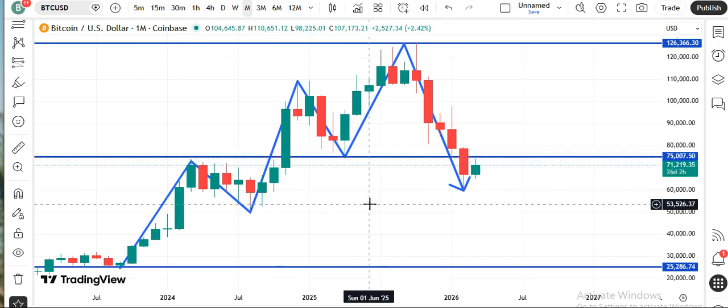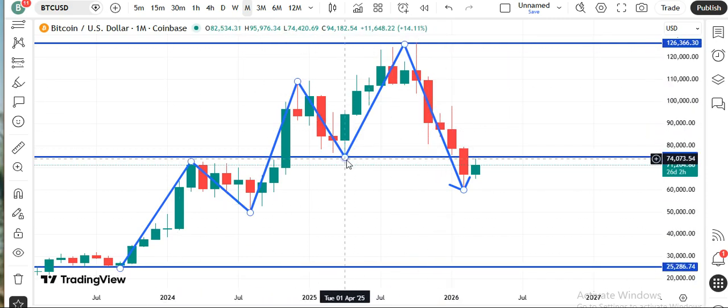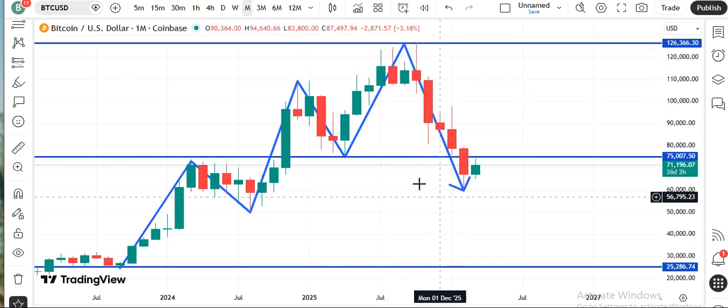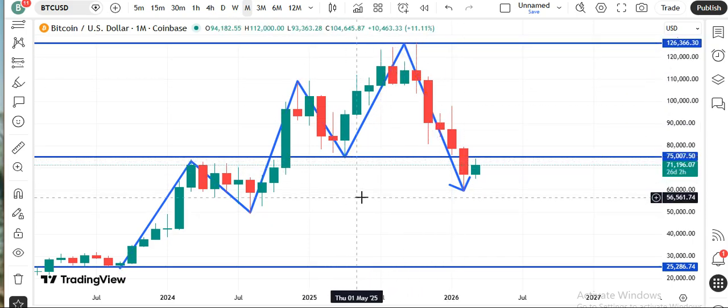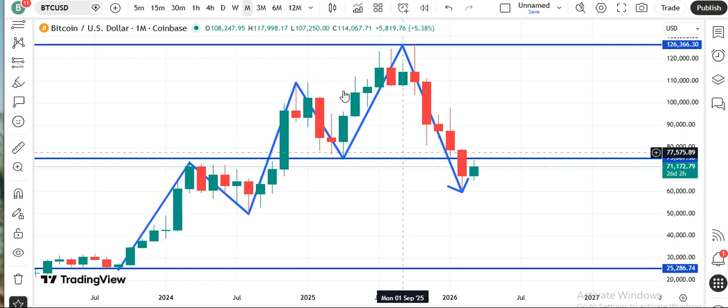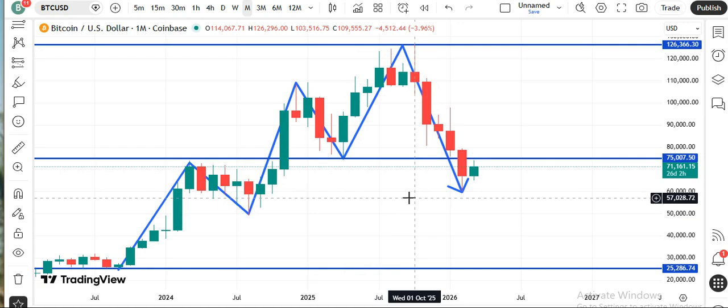We know from the principles of market structure that for a bullish trend to be valid, the previous low is supposed not to break. Always, the previous high is supposed to break. So the moment the market got rejected and broke below the previous low like this, that is a violation of market structure. That is a change of character from bullish now to bearish. And this is happening on the monthly time frame.